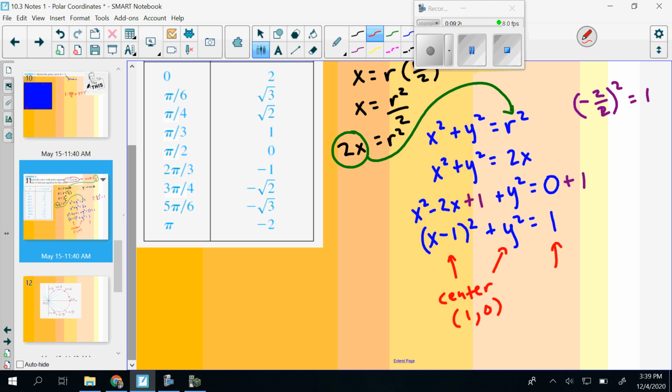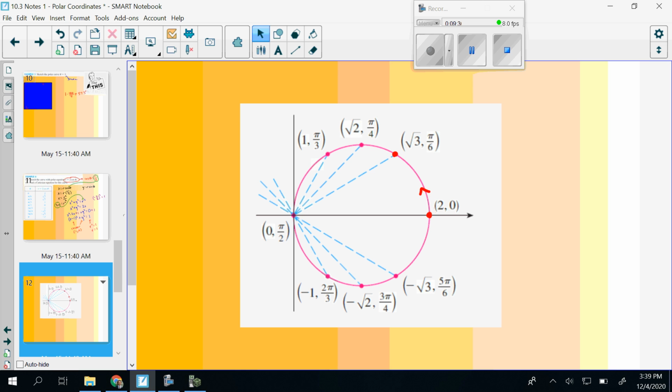And this is the radius squared. R squared would equal 1, and so r would be 1. So it's a circle centered at 1, 0 with a radius of 1, and that's exactly what we got when we graphed this. Here's our point, 1, 0 right here. That's the center, and the radius you can see is 1. So that would be the Cartesian equation for that.